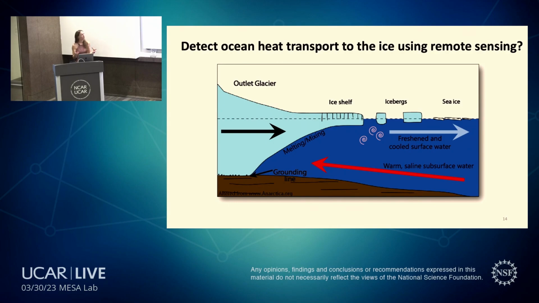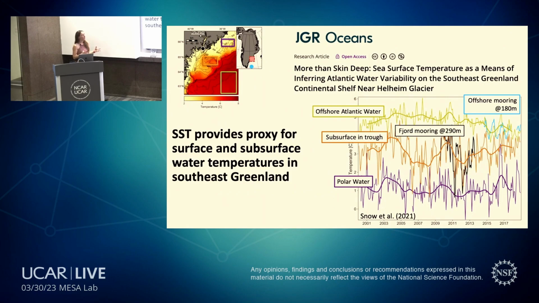And so the work that I'm doing is to try to understand, are there ways that we can use remote sensing to study heat transport towards the ice? And some of that work I did during my PhD, where I used moderate resolution imaging spectroradiometer data, sea surface temperature data, to show that we could use remote sensing data as a proxy for surface and subsurface water temperatures in places where the oceanography worked to do that. So some places you can do this, some places you can't, and there's a method for doing that. But that we could do that in southeastern Greenland.